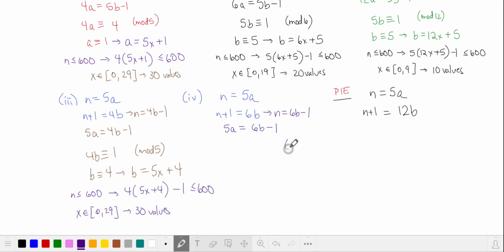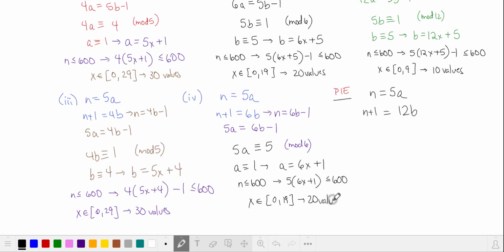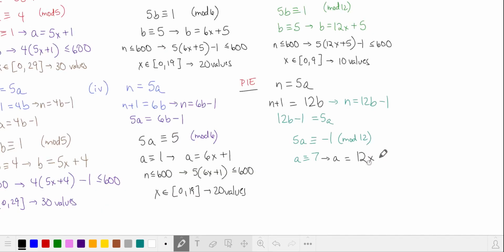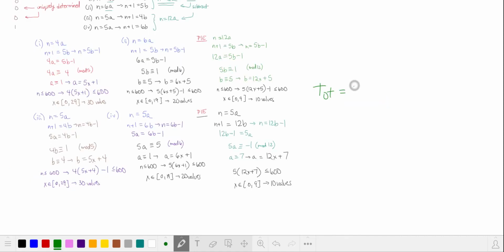In case 4, we'll take this mod 6, which means we can write a as 6x plus 1. Counting again, we have 20 values for this case. Here a is 7 more than a multiple of 12. This inequality gives us 10 values. So we'll add these solutions. We have 30 for case 1, 20 for case 2. We'll subtract the 10 that are double counted, 30 for case 3, another 20 for case 4, and subtracting again. This gives us 80 for our solution.